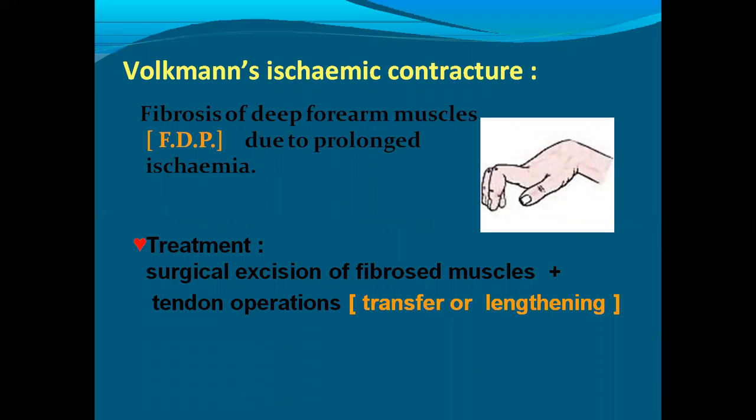Volkmann's ischemic contracture. It is a fibrosis of deep forearm muscles due to prolonged ischemia. Ischemia can be again due to fractures or due to any tight cast. It leads to fibrosis of the muscles, leading to a kind of claw hand formation. Treatment is surgical excision of fibrosed muscles plus tendon operations.